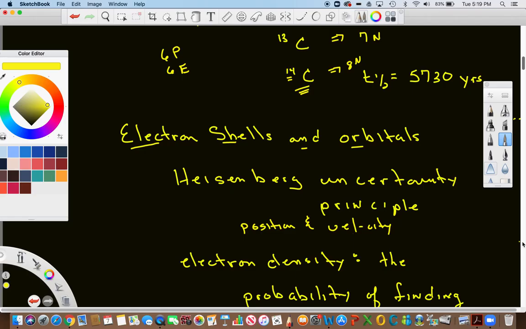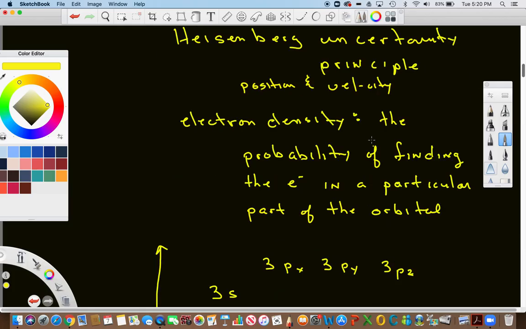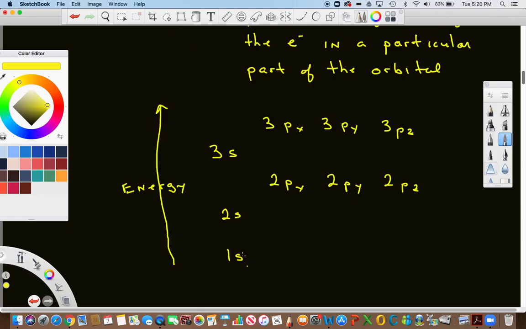And so, review some electron densities. The electron density is the probability of finding an electron in a particular part of the orbital. So it's where we're most likely going to find the electron. And the electrons are what actually do the reactions in organic chemistry. And it relates to electron configuration. So here we have our orbitals.